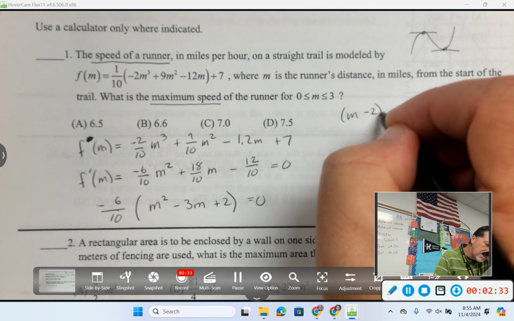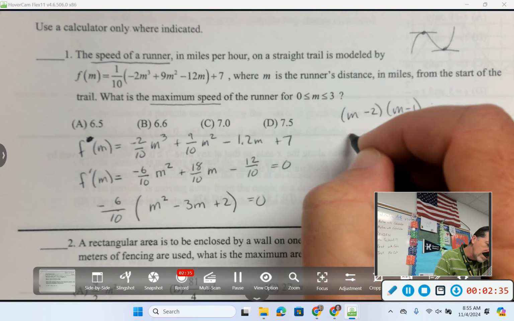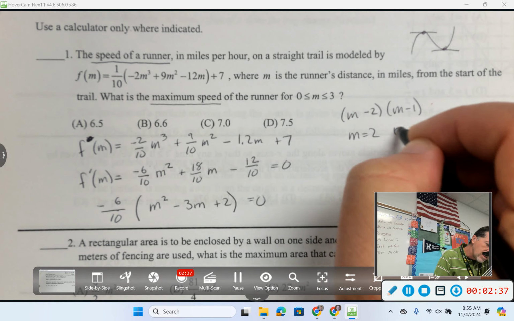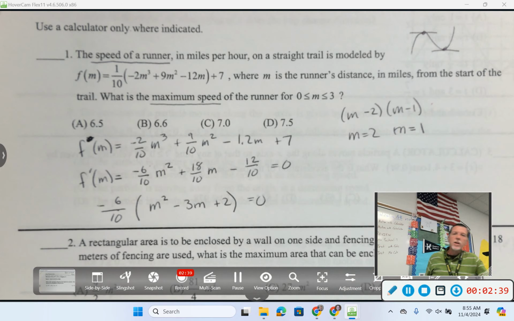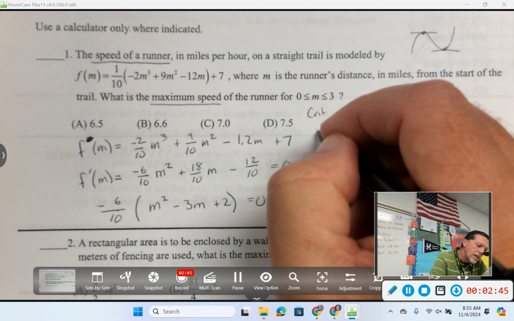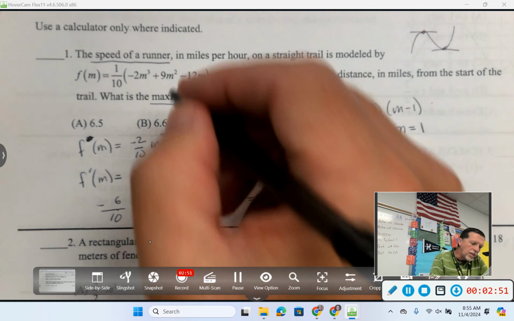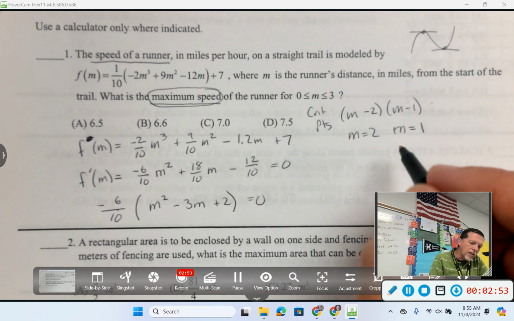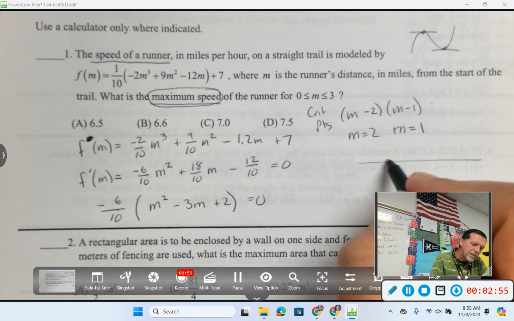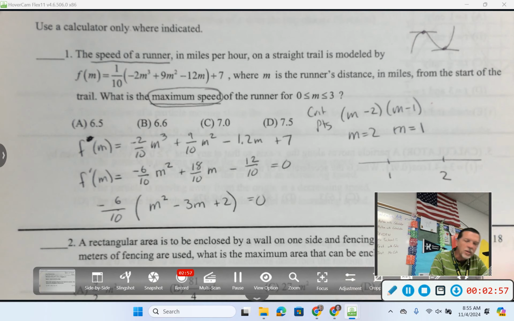So m minus 2 and m minus 1. So m equals 2 and m equals 1. Those are my critical points. Those are my possible maximums and minimums. But I want the maximum, so I need to figure out which one of those is the max. I think a number line with increasing and decreasing intervals will tell me who the max is.